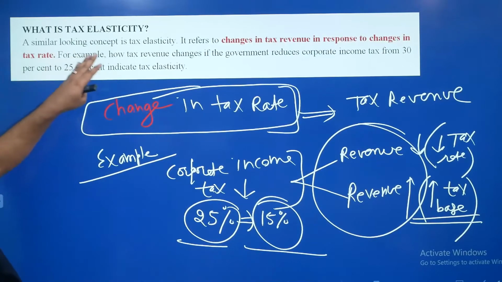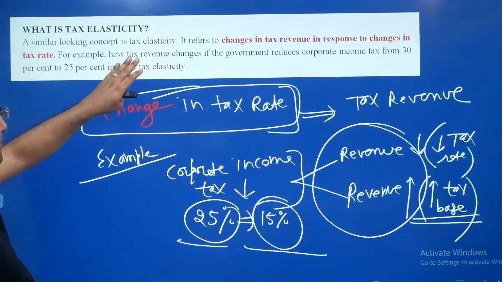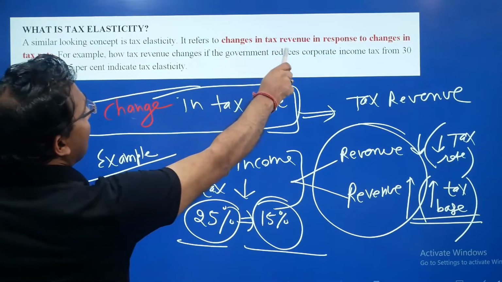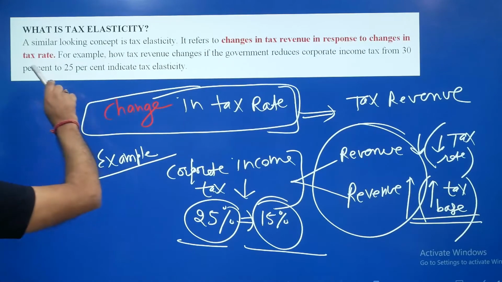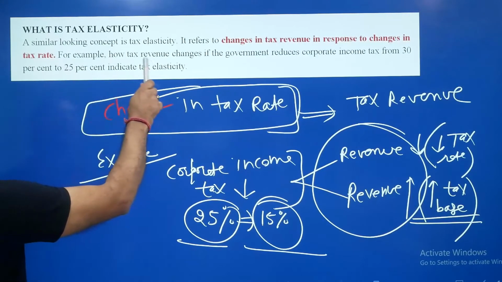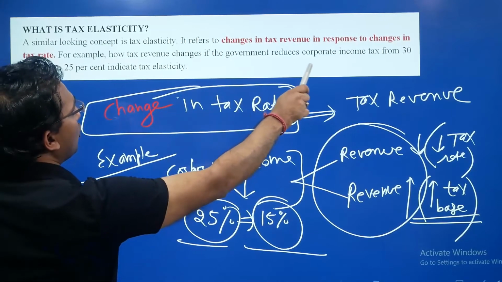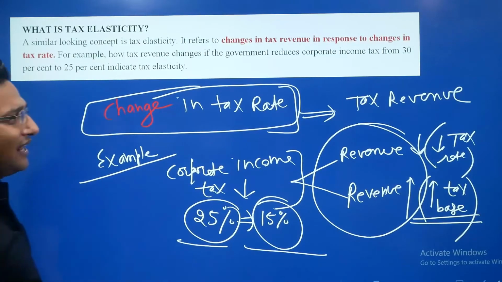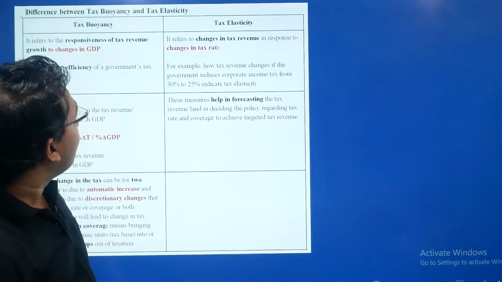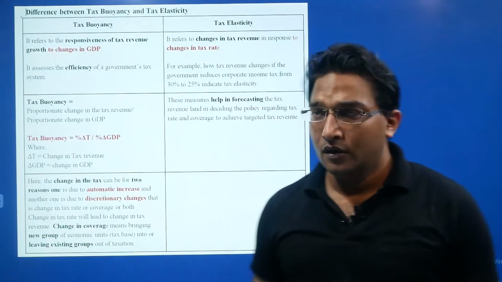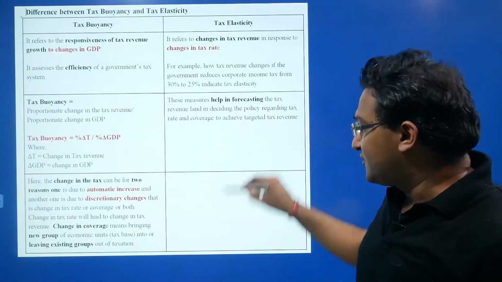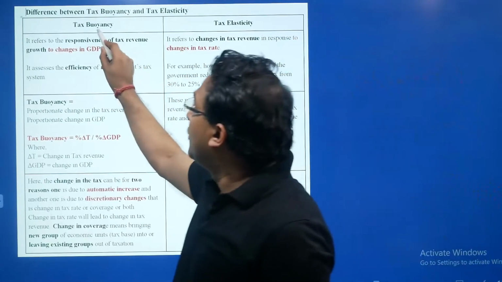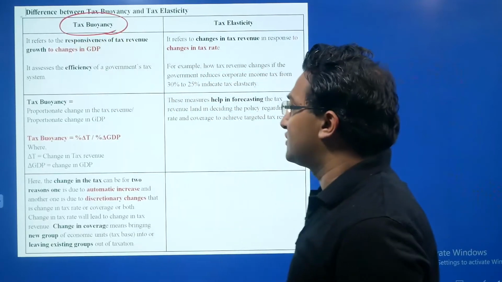A similar looking concept is tax elasticity, similar looking to the tax effect. It refers to changes in the tax revenue in response to changes in the tax rate. For example, how tax revenue changes if the government reduces corporate income tax from 25% to 20% indicates the tax elasticity. Now there is one more concept along with the tax elasticity. The concept is tax buoyancy. So what is tax buoyancy?